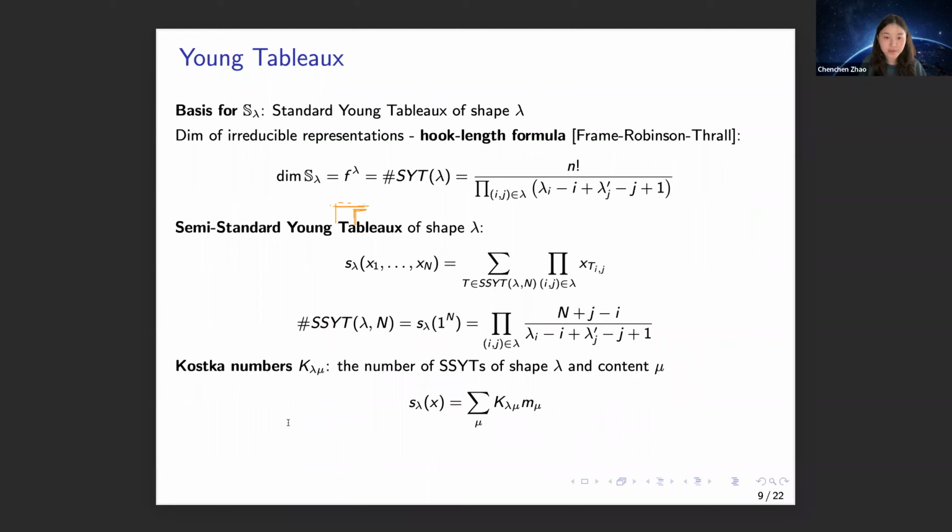The Kostka number is defined to be the number of semi-standard Young tableaux of shape lambda and content mu. Here M_mu is the monomial corresponding to mu. That means M_mu is just x1 to the mu_1, x2 to the mu_2, x3 to the mu_3, and so on. And this Kostka number is positive only if the shape lambda is greater than or equal to mu in dominance order, because that's the only way we can possibly form a semi-standard Young tableau.